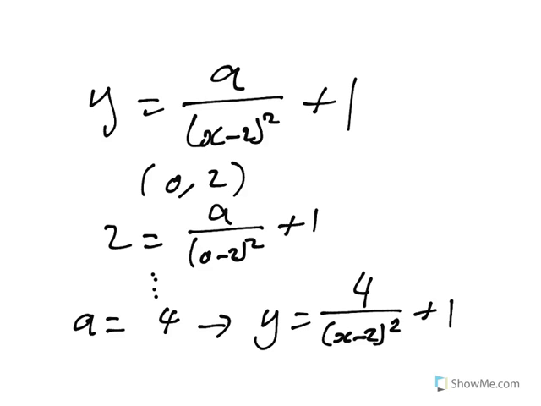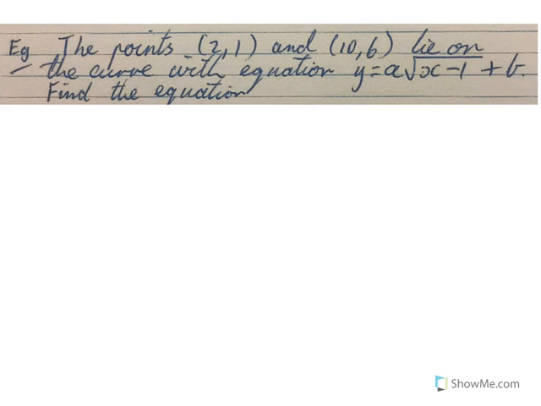One more example. You may be given some other information, such as this one. In this one here we're given a couple of points, (2, 1) and (10, 6), and we're given an equation. We're told that this is the equation, and we're asked to find the rest of the equation.